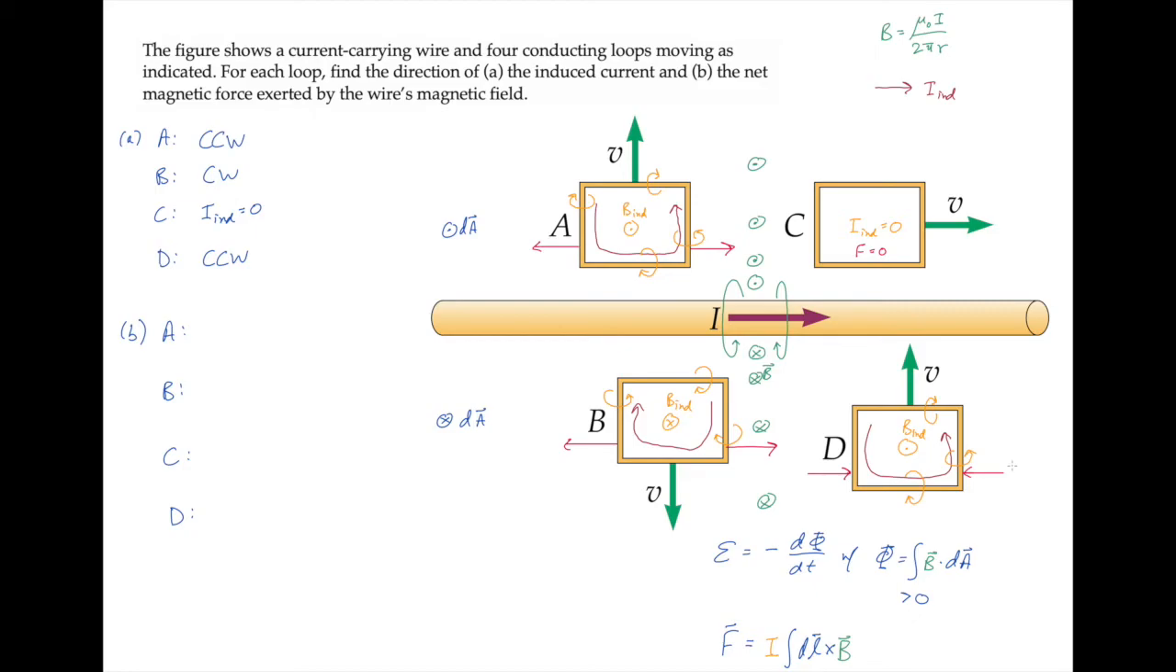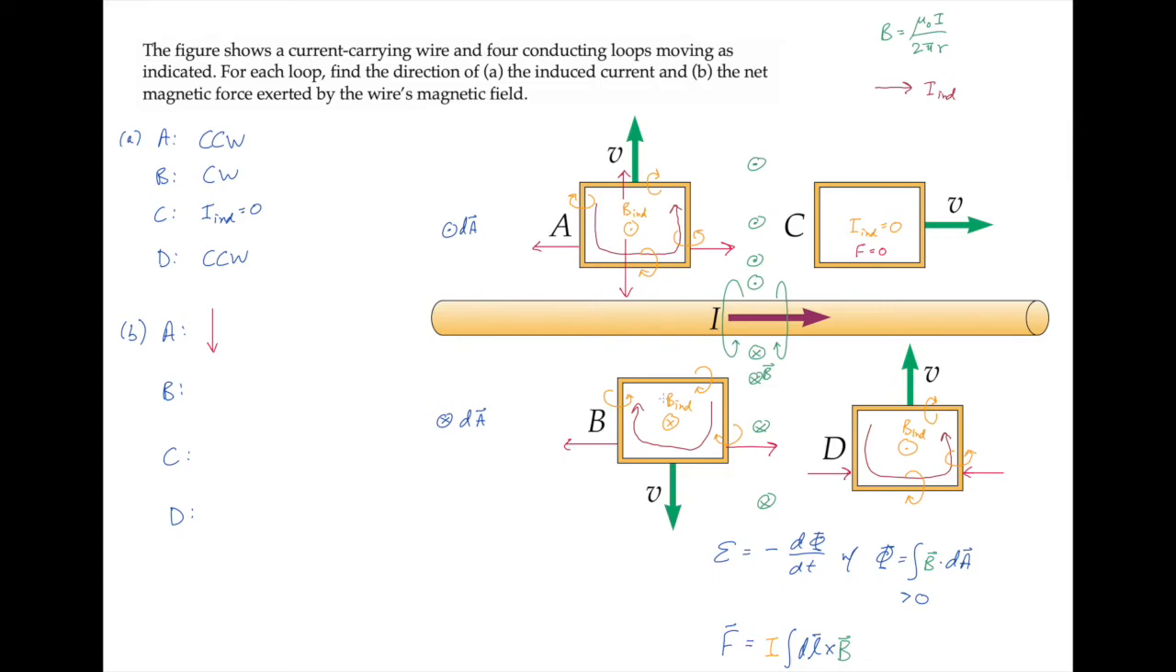Let's look first at loop A. On the horizontal leg closest to the wire, the current is directed to the right, and the magnetic field is directed out of the screen. So the cross product dl cross B gives us a force that's directed down towards the wire. When we move to the top horizontal segment, the magnetic field is weaker there, so the force is weaker. The cross product shows us that the force is directed away from the wire. Adding those two together gives us a net force in the downward direction toward the wire. Notice that the acceleration from this force will oppose the cause of the change in flux, that velocity away from the wire.